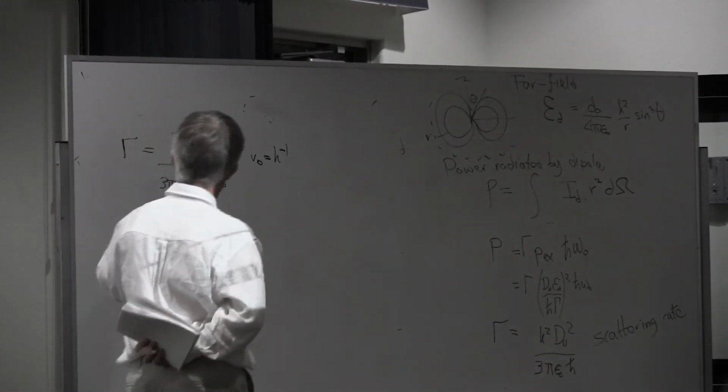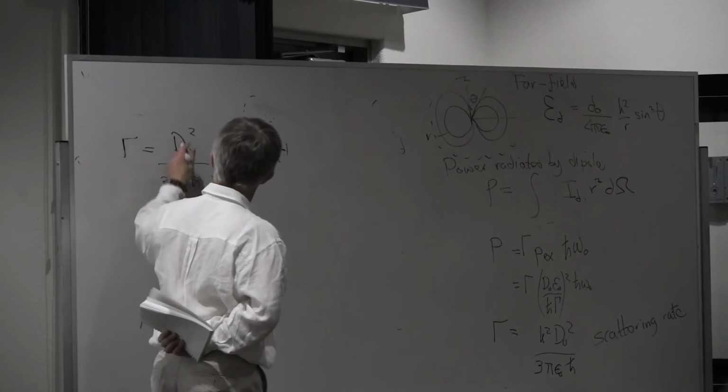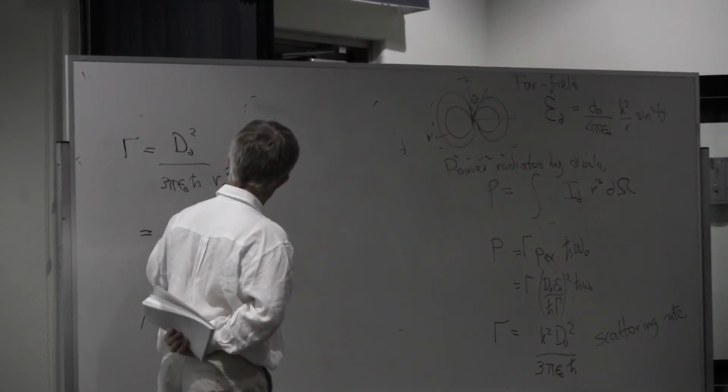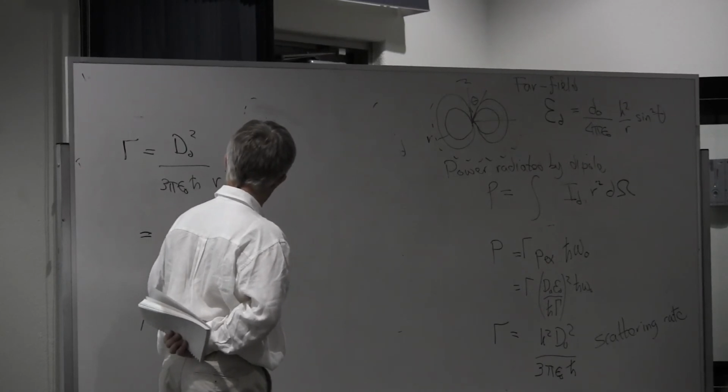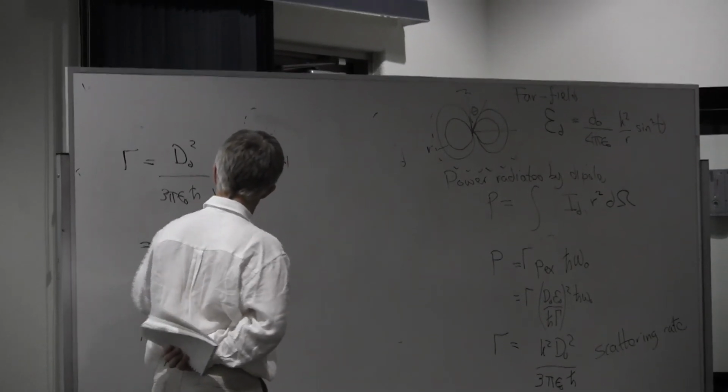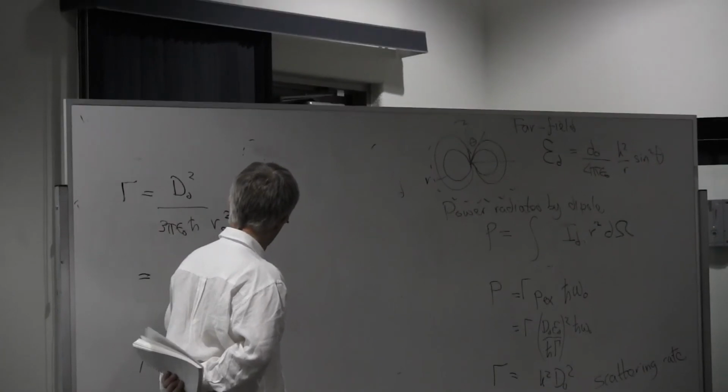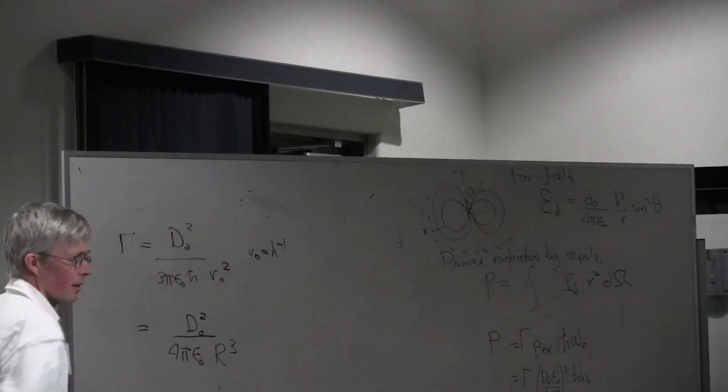And what I write, I mean, it doesn't matter what I'm calling this, big D0, is the dipole moment squared over 4 pi epsilon 0 r cubed. What's that?